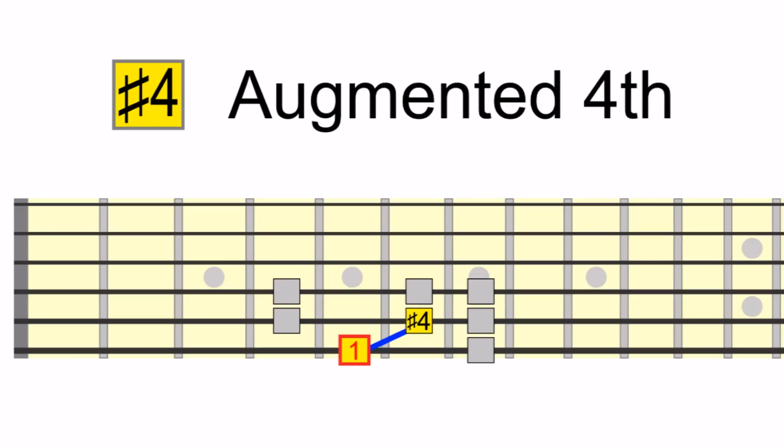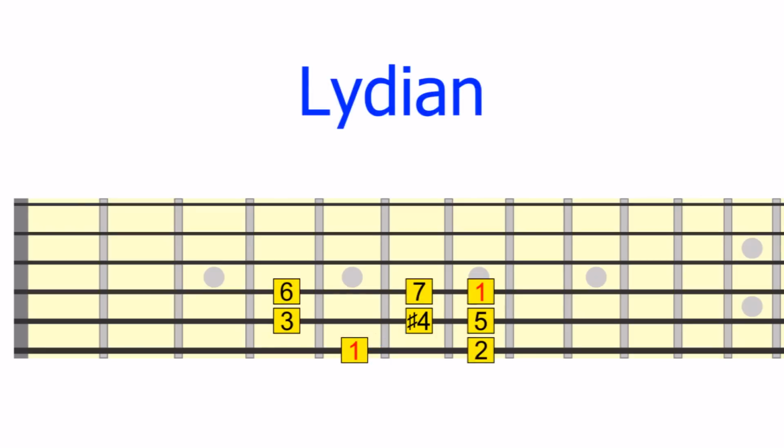Why augmented? Another historically used term for the sharp 4th that you can read about if you're interested. Just remember that augment in music is interval speak for sharp. Like the other interval changes we made, this augmented 4th creates a new scale with a unique sound.